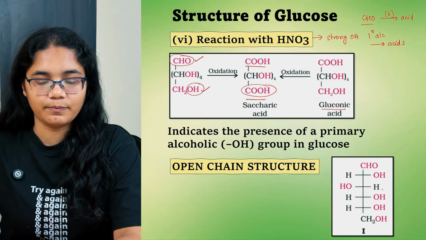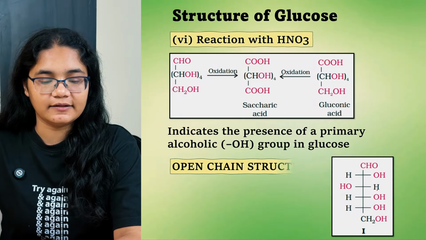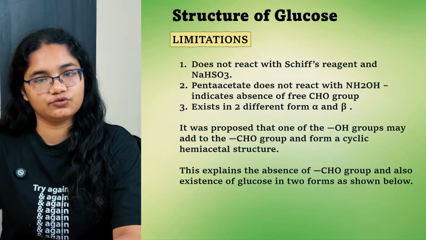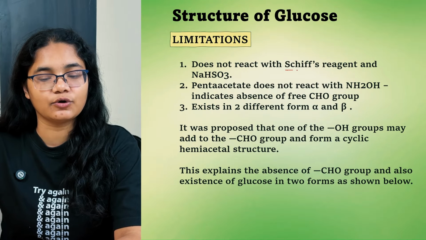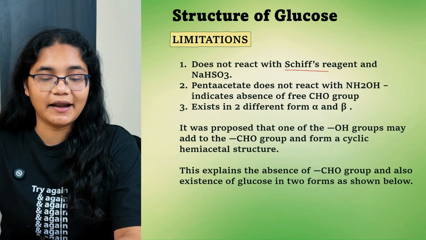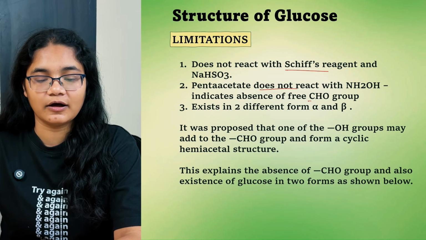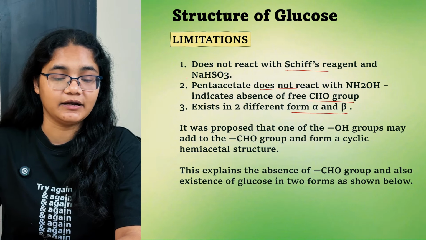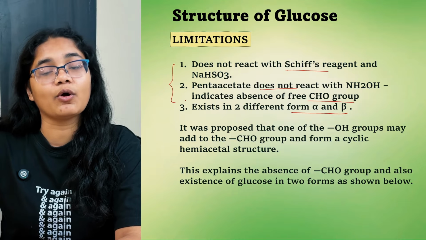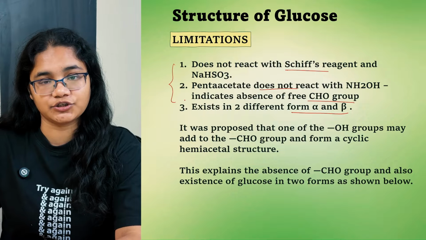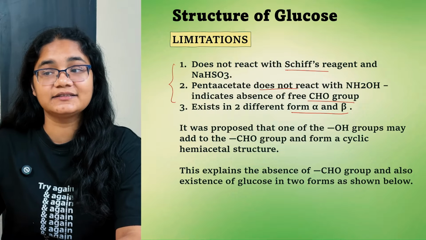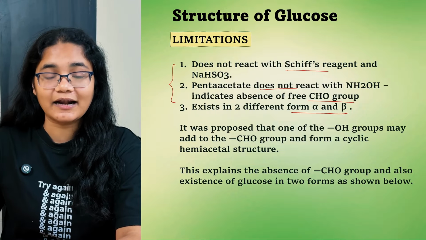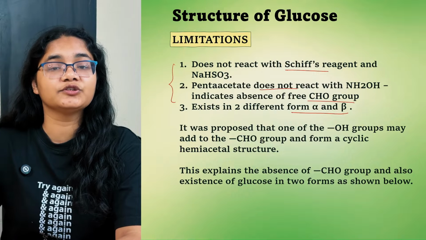Now this is the open chain structure of glucose, and there are certain limitations to this open chain structure. It does not react with Schiff's reagent. The pentaacetate of this form does not contain a free aldehyde group. And it exists in two forms, that is alpha and beta. These three observations were not explained by the open chain structure of glucose. That is why scientists suggested that another structure of glucose also exists.